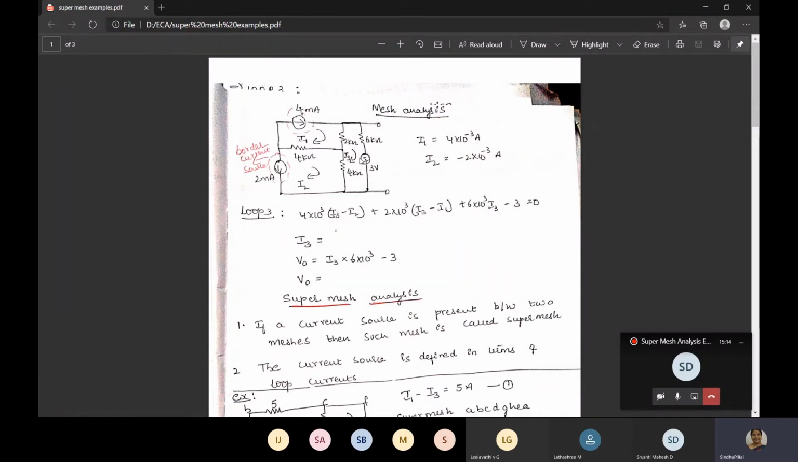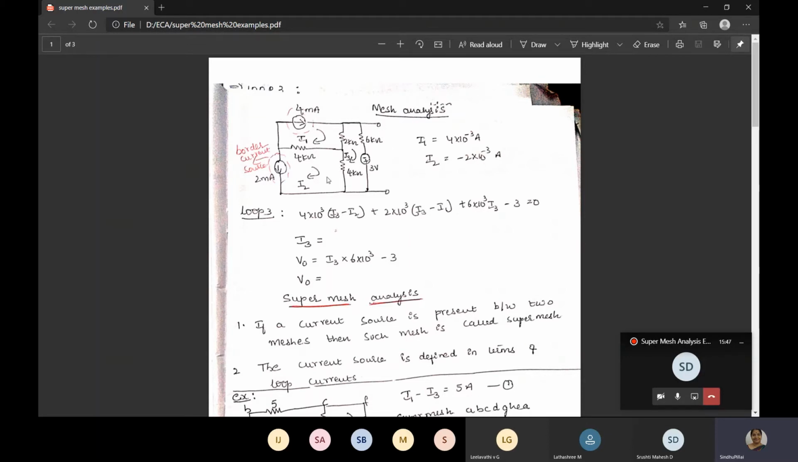So one voltage they have already given, it is minus 3 volts. One more is, they have given only resistance, so it should be multiplied with current to get the voltage. So resistance is how much? 6 kilo ohm. So 6 into 10 power 3. And I3 is the current flowing in this branch. So it is I3 into 6 kilo ohm minus 3 volts. So whatever I3 value you will get from this equation, substitute here, you will get the voltage across these terminals.